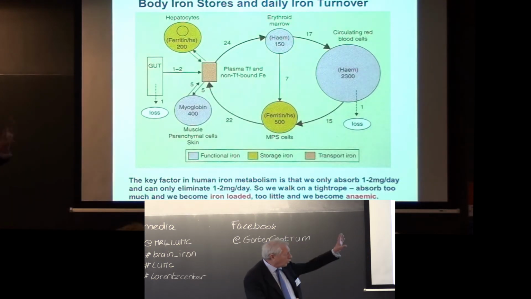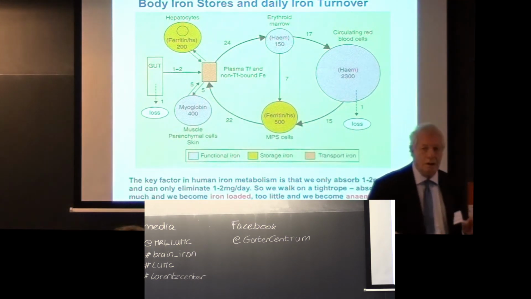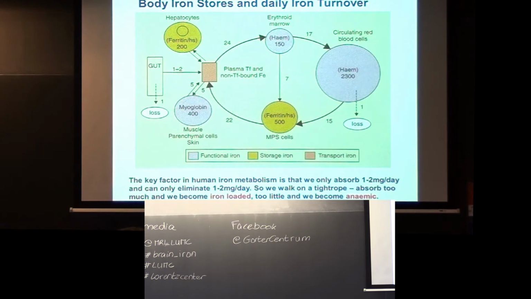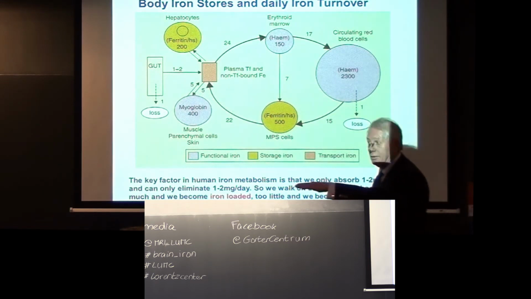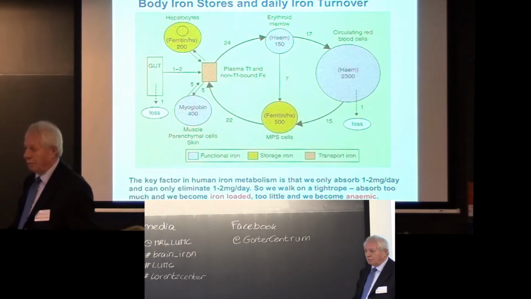So, globally, in a human being, we absorb a milligram of iron a day from our diet, and we excrete a milligram of iron. If we absorb a little bit too much, we get iron loaded. The genetic condition known as idiopathic hemochromatosis is a well-known example of this. It's the most common genetic disorder. If we absorb too little, we become anemic. It's estimated that at least a third of the world's population is anemic. So you're walking on a tightrope. A little bit too much one side, you get loaded. A little bit too much the other side, you're iron deficient.